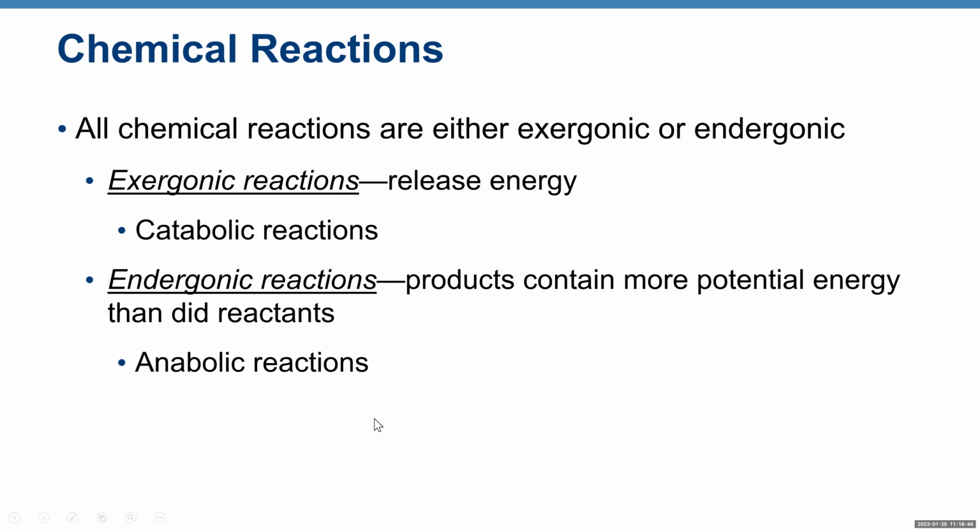All chemical reactions are either exergonic or endergonic. Exergonic reactions release energy. Examples are catabolic reactions. In endergonic reactions, the products contain more potential energy than did the reactants. So it's stored energy, and those are anabolic reactions.